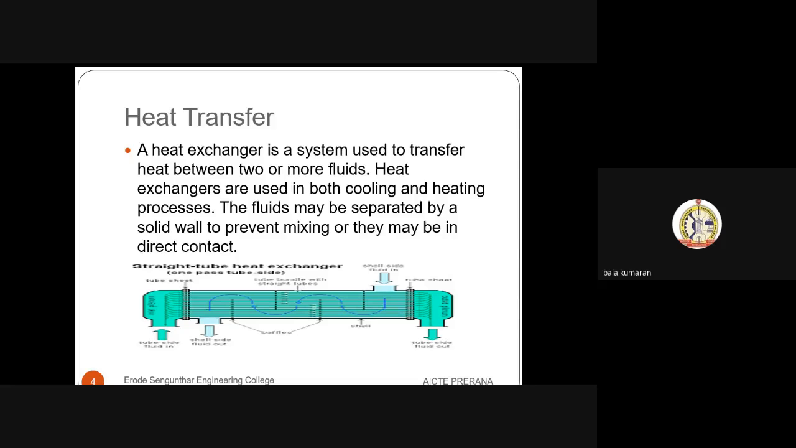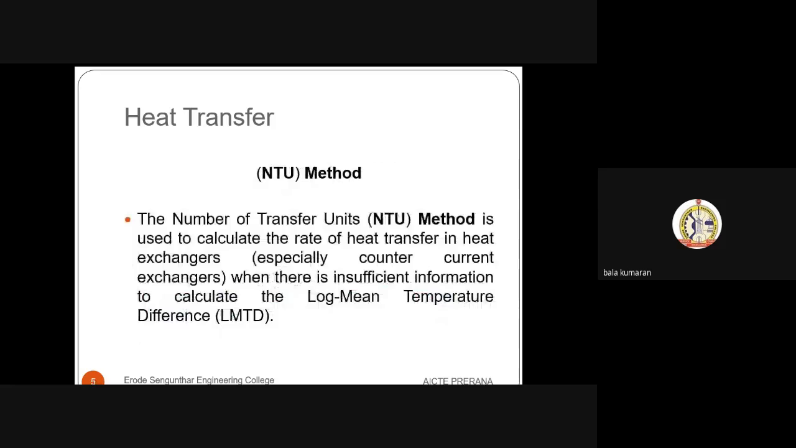Coming to the topic, NTU methods. NTU stands for number of transfer units, which is used to calculate the rate of heat transfer in a heat exchanger. I told you about the heat exchanger. A heat exchanger is nothing but transferring heat from one substance to another. The heat transfer will happen from the higher temperature to the lower temperature.